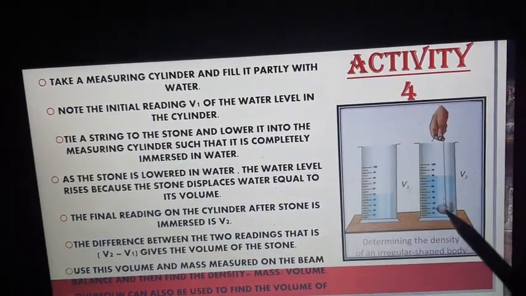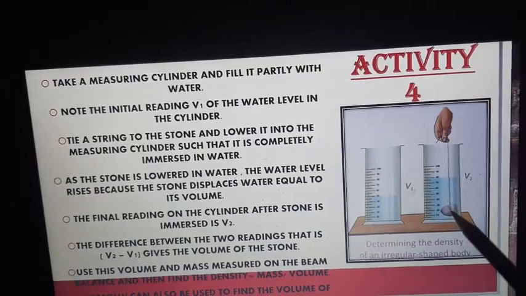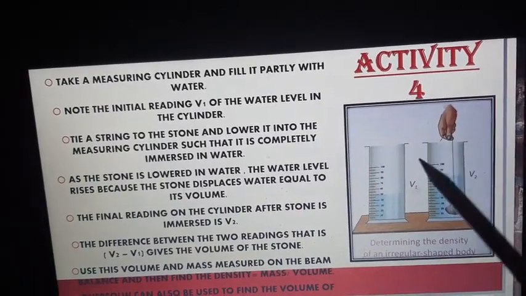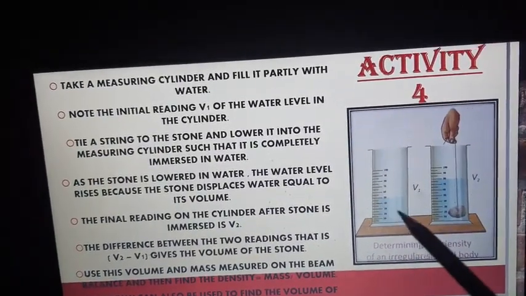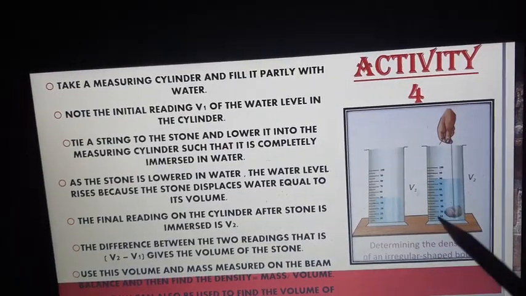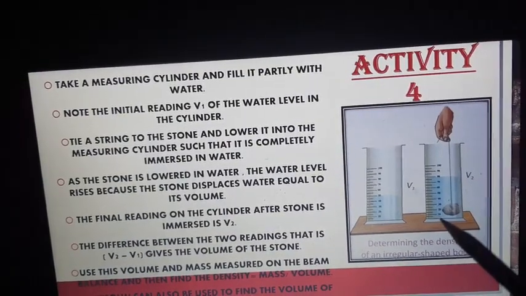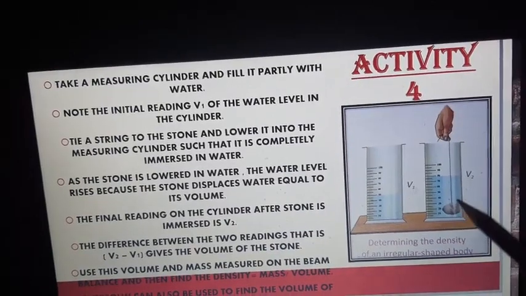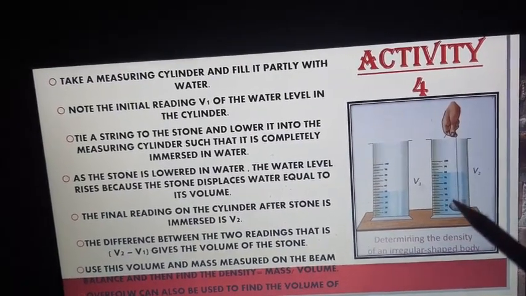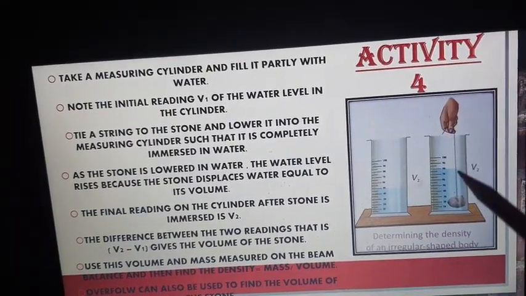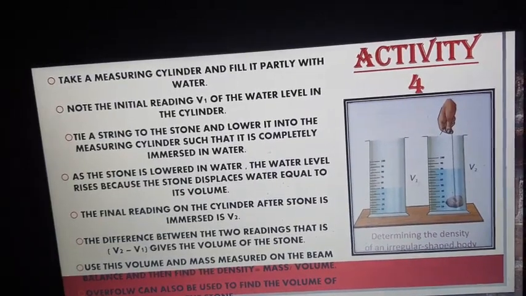Now what we do is, we take a stone and we tie a thread to it and we lower it into this particular measuring cylinder. When you lower it into this particular measuring cylinder, you will see that the level of the water has risen above. Now, why has the level of the water risen above? It goes up to V2 over here, clear?